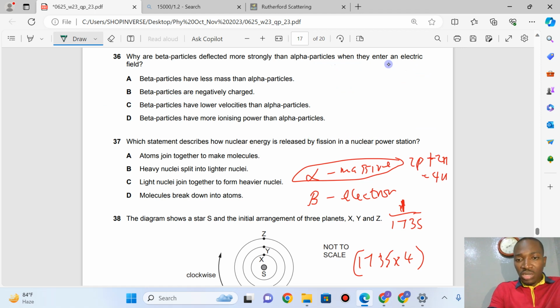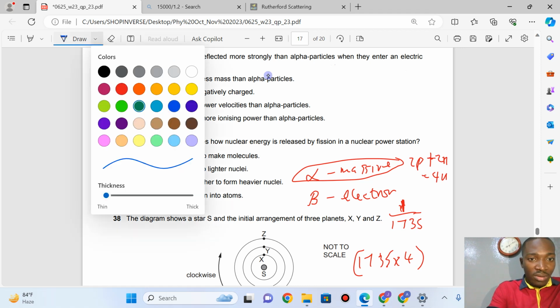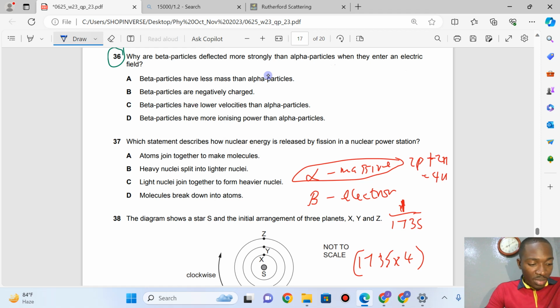So which is the correct answer to that? Beta particles have less mass than alpha particles. A is the correct answer to question 36. Why did I switch to green? Okay, we go straight to question number 37.